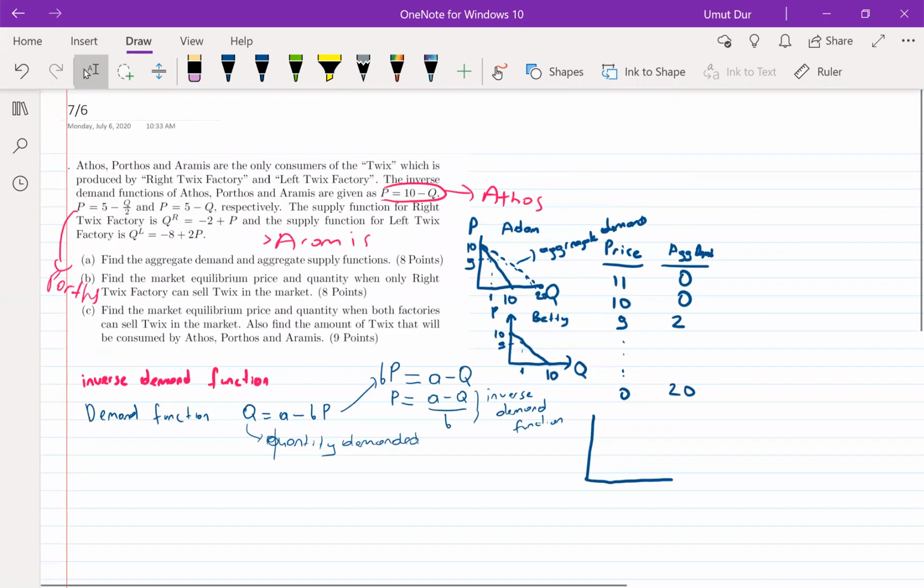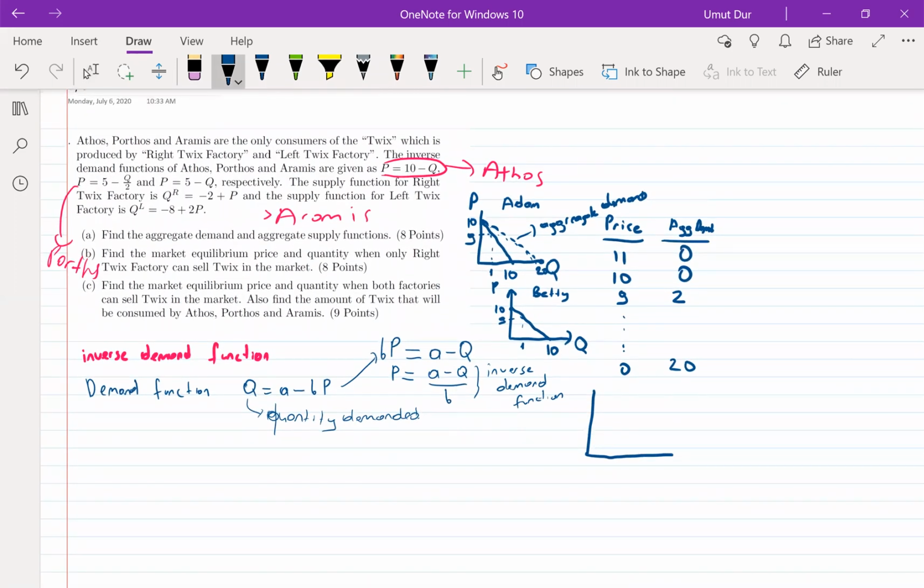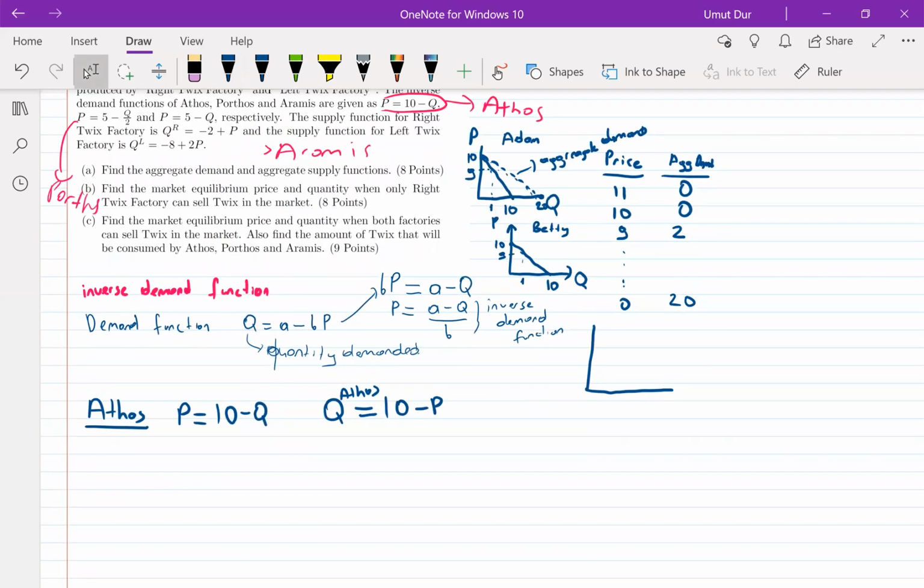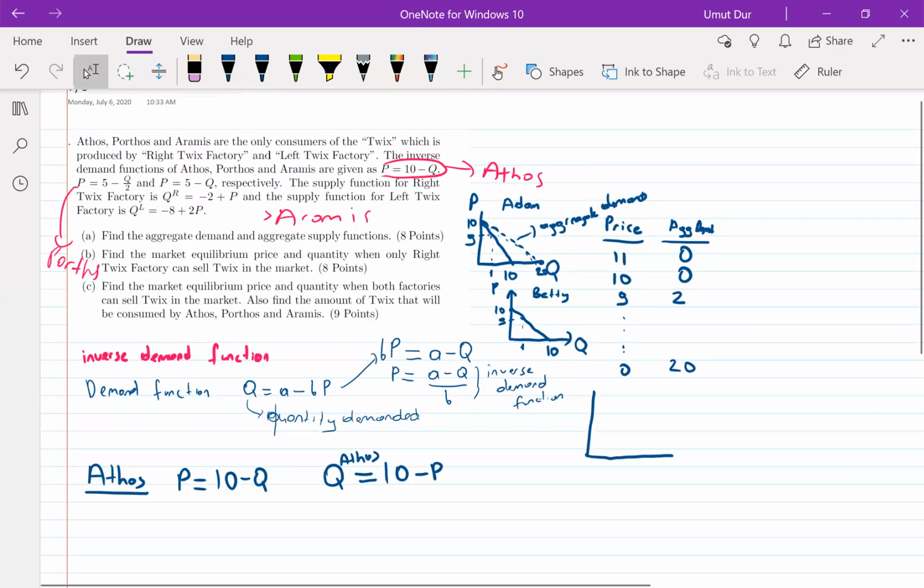So let's say that we are writing the demand function for Atos. The inverse demand function is given as P = 10 - Q. Now I would like to move Q to the left hand side of the equation and P to the right hand side. This is the demand function for Atos. Then what is it for the second one? Portos.